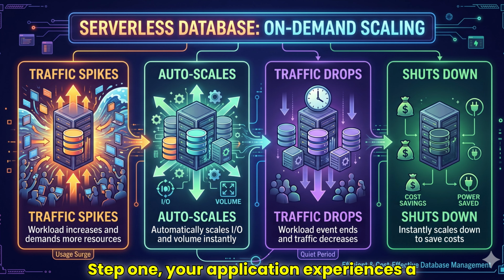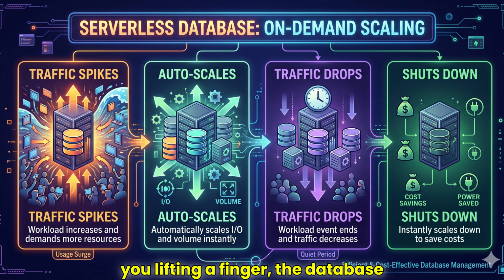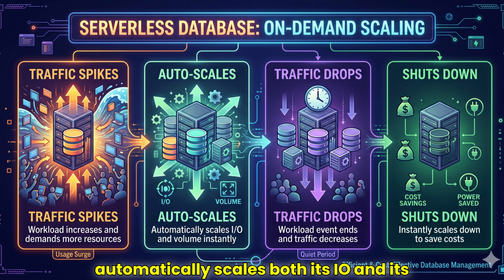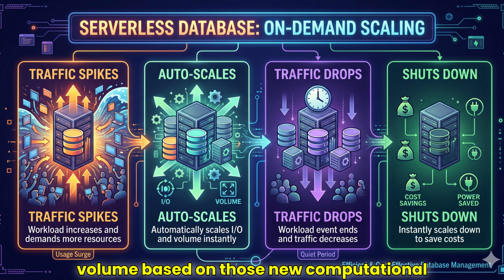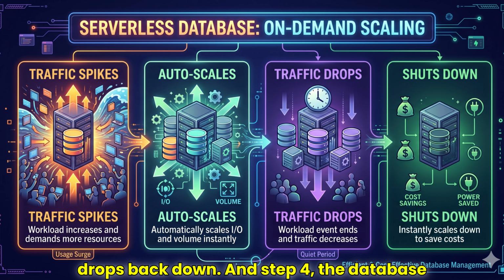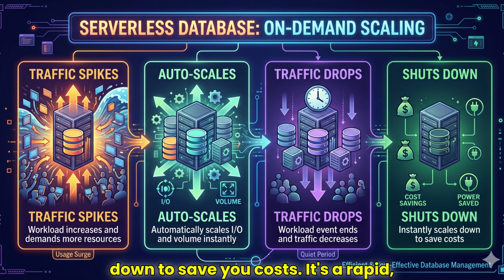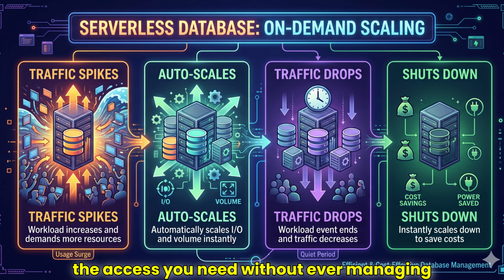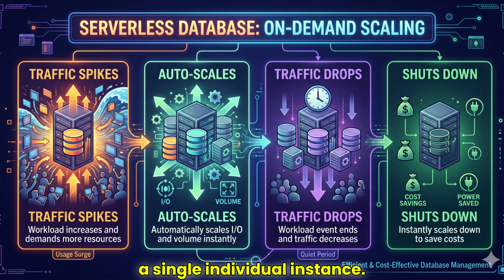Let's walk through how this on-demand configuration process actually functions in real time. Step 1, your application experiences a massive workload spike. Step 2, without you lifting a finger, the database automatically scales both its I/O and its volume based on those new computational needs. Step 3, the event ends and traffic drops back down. And Step 4, the database instantly scales down or completely shuts down to save you costs. It's a rapid, fully automated cycle that gives you all the access you need without ever managing a single individual instance.